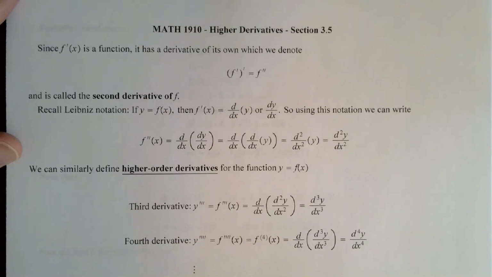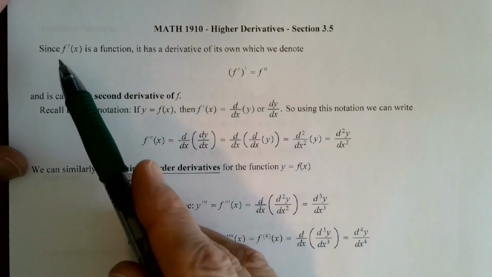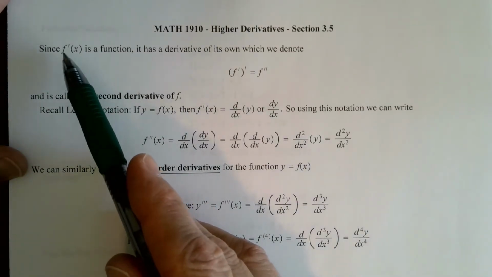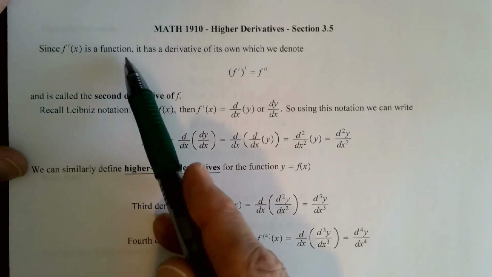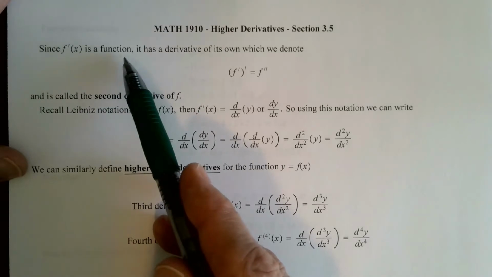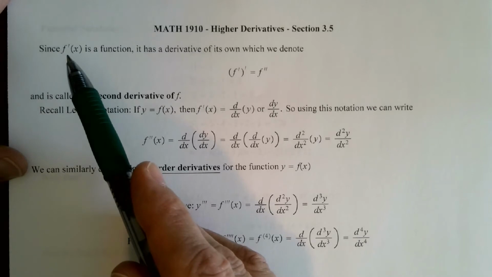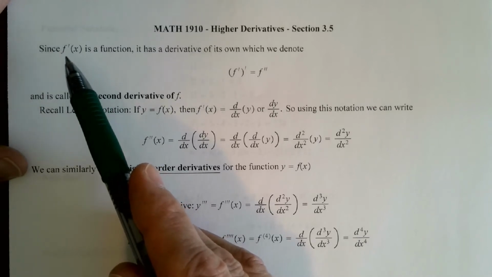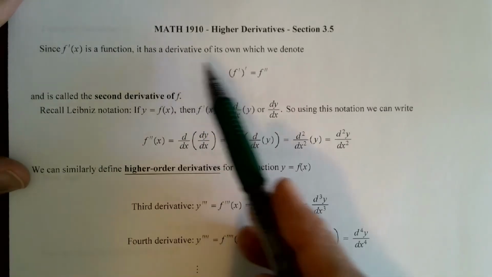So today we want to extend the idea of a derivative to higher order derivatives. We've learned that the derivative of the function f, which we can denote f prime of x, is itself a function, the output of which tells us the slope at x on the graph of the function f. Well, since the derivative is a function, it has a derivative of its own.